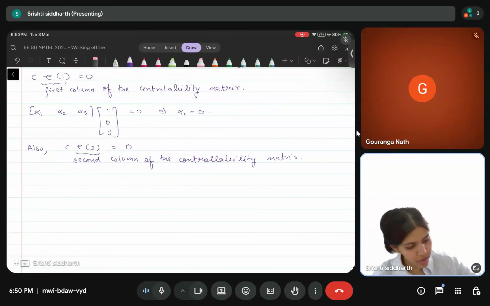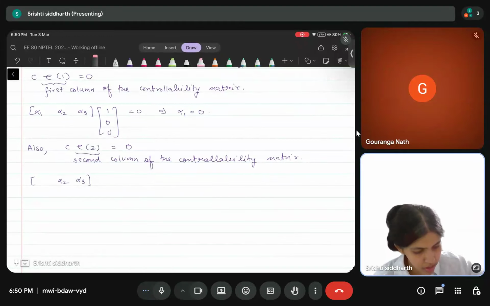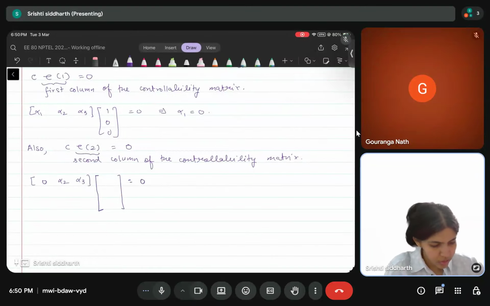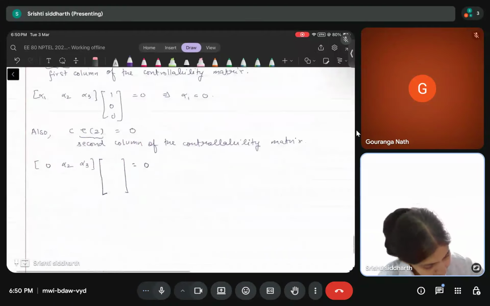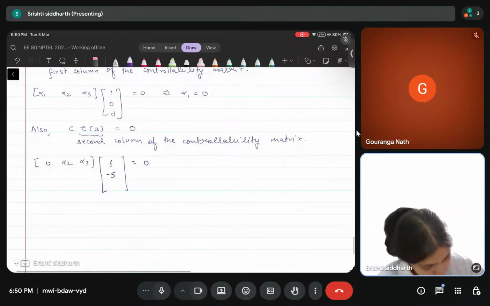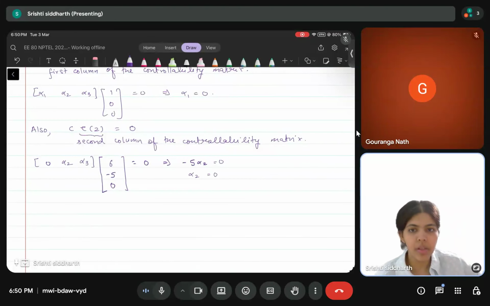This means we have alpha 1, alpha 2, alpha 3. We have alpha 1 equals 0. So let's substitute that. The second column of C is 6 minus 5, 0. Yes, minus 5 alpha 2 equals 0, which is alpha 2 equals 0.